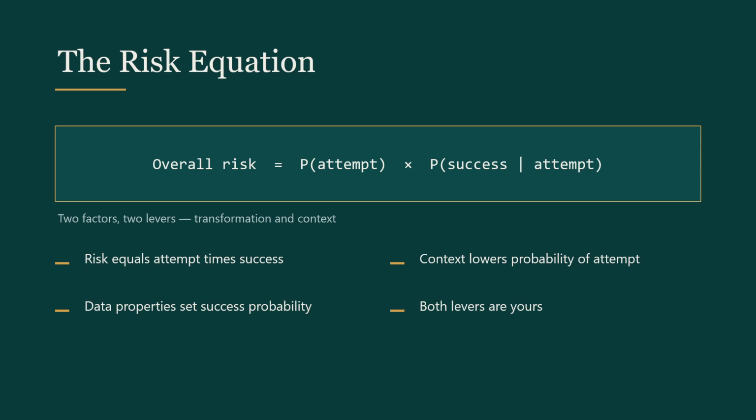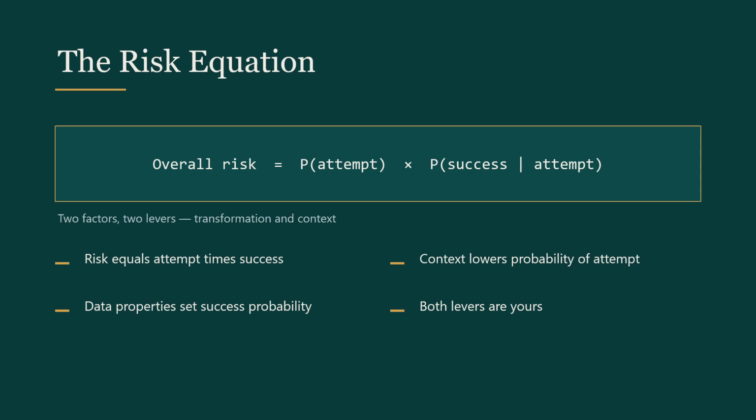The success factor is mathematical. It lives in the data itself, in the equivalence classes and the uniqueness you learn to compute in Module 3, and you lower it with transformation: generalize, suppress, shift, perturb. The attempt factor is behavioral and environmental. It lives in who receives the data and under what constraints, and you lower it with context: contracts that punish re-identification, vetted recipients, secure environments, audit rights.